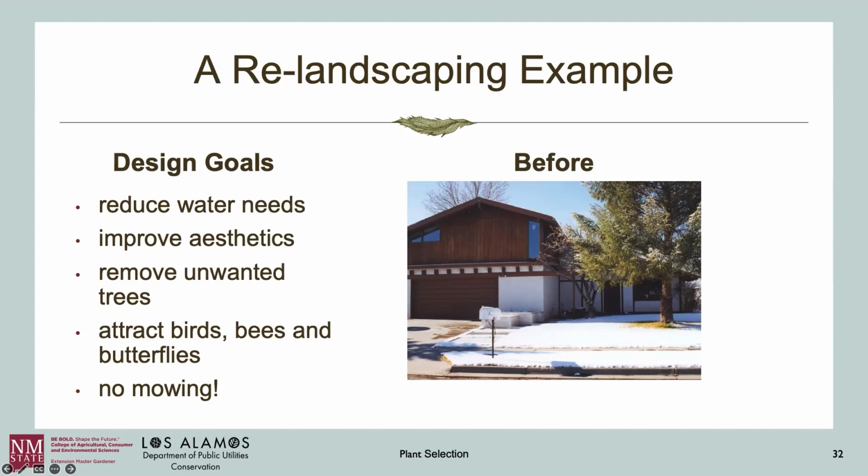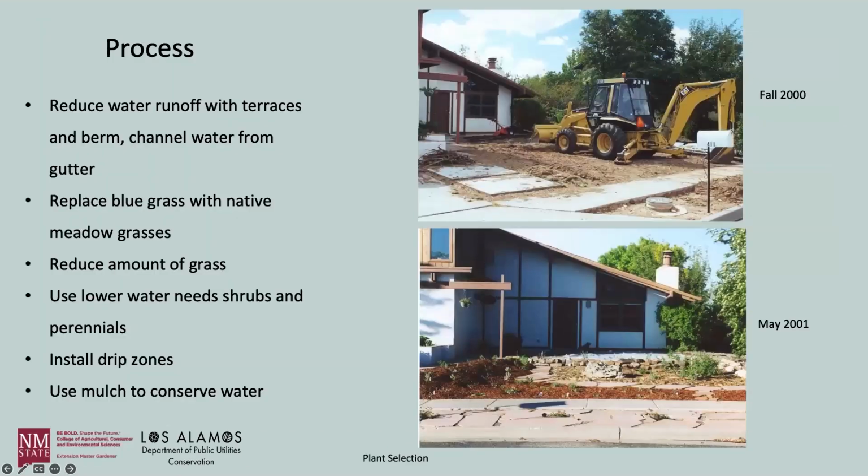So I took the master gardening class. I learned about xeriscaping and I got converted. So I said, okay, the kids aren't home anymore, we got some money, let's redo the front yard. We wanted to reduce the water. We wanted to make it look pretty. We wanted to get rid of these trees. We really wanted to attract birds, bees, and butterflies. And my husband said, you can do whatever you want as long as I don't have to mow. So I said, okay. So what do we do?